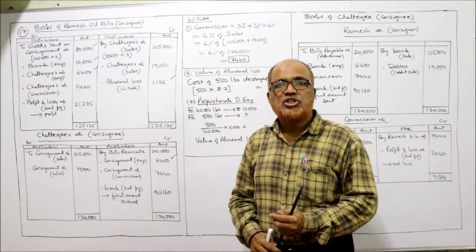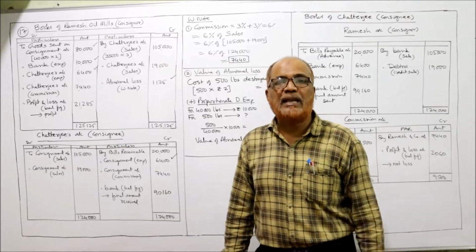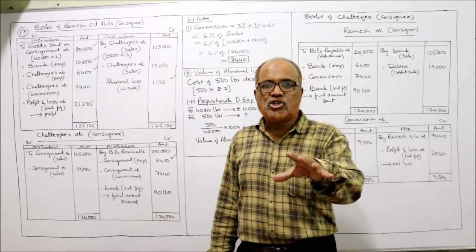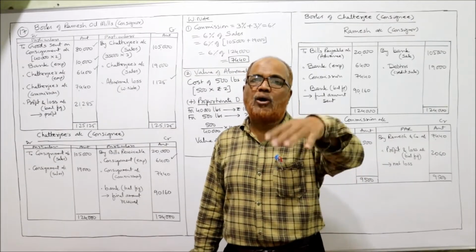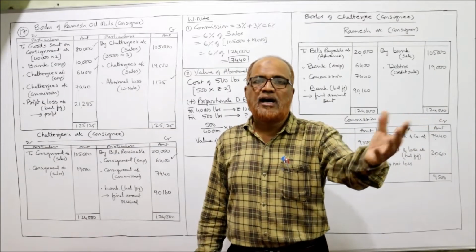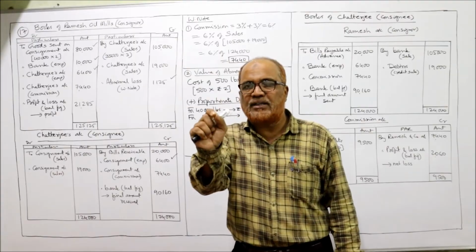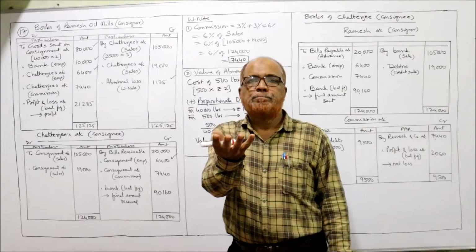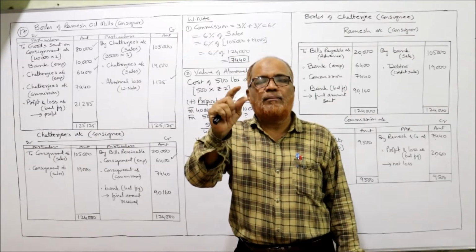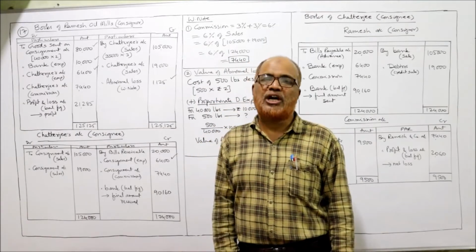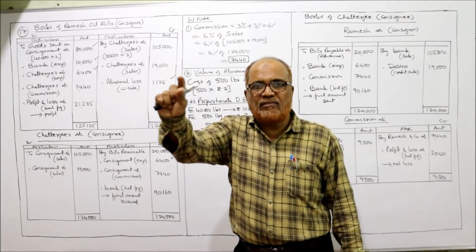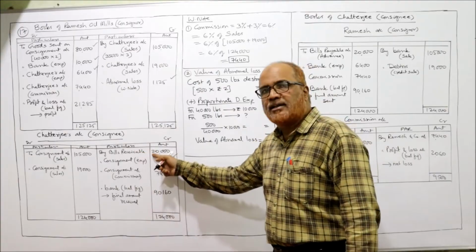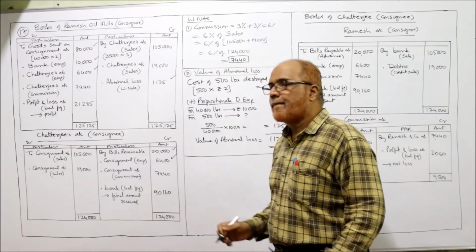But before that, Ramesh Oil Mill had drawn a bill on Chatterjee for advance, and Chatterjee accepted the bill and returned it to Ramesh. So it is bills receivable. The entry will be bills receivable account debit to Chatterjee account. The Chatterjee account is credited by bills receivable 20,000.